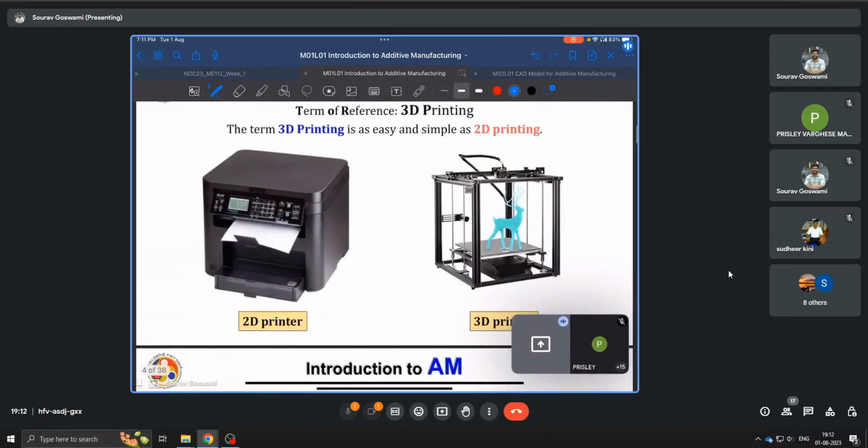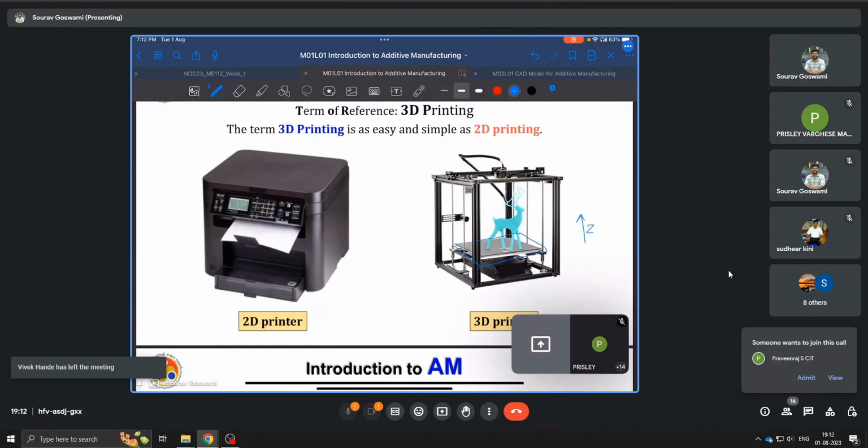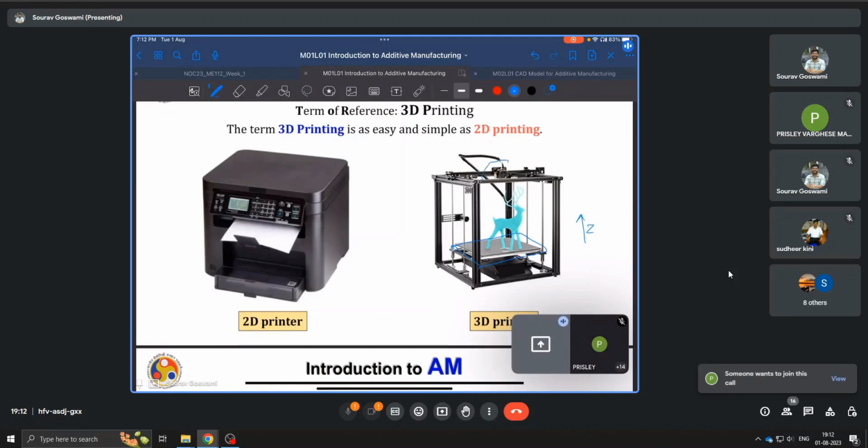Of course, when I say the z-axis, it can either be given to the build platform itself, as in the platform moves in the z direction, the deposition head moves in x and y, or the stage can move in x and y, while the head moves along the z direction. Both are possible, both are commonly observed.